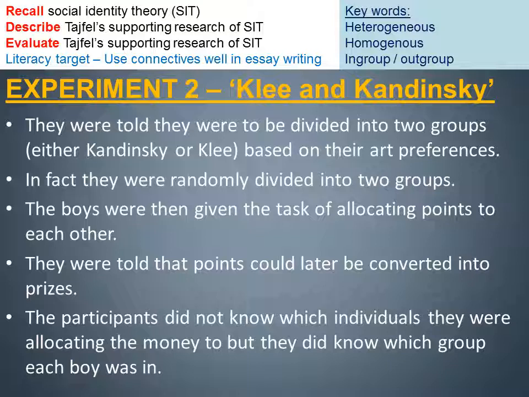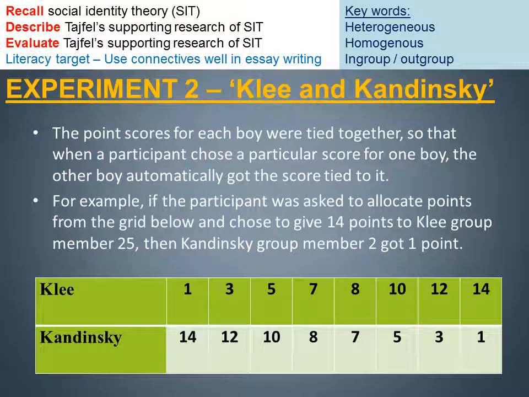The boys were then given the task of allocating points to each other, and they were told that the points could later be converted into prizes. The boys didn't know which individuals they were allocating the money to, but they did know which group they were in, so whether they were part of their own group or whether they were part of the other group.